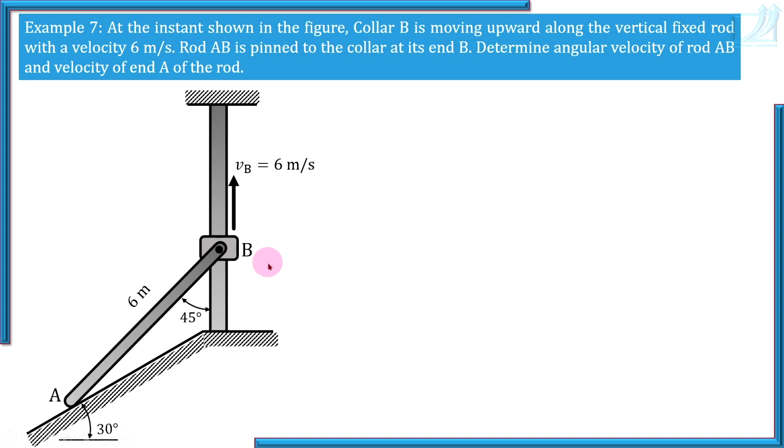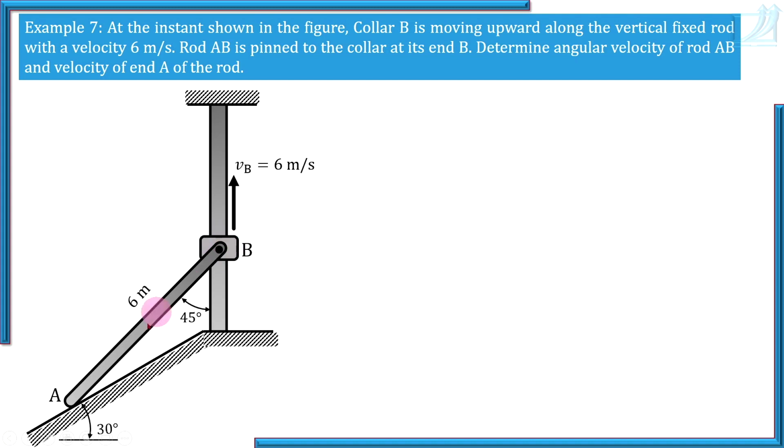So here the rotating body is only one, and that is rod AB. Block B is simply sliding on this vertical surface. So block B is in translation. If a body is in translation, then the velocity of each and every point on the body is the same. So the velocity of each and every point on the block is the same, and what is that? 6 meters per second.